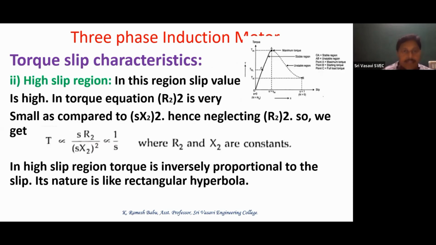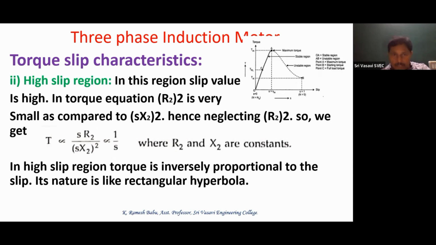So coming to the high slip region, as the name itself says, in this region the slip value is very, very high. So in the torque equation, the R2 square, that is rotor resistance squared, is very small as compared to the term sX2 whole square. The slip value is very, very high, so the term sX2 whole square is very, very high.